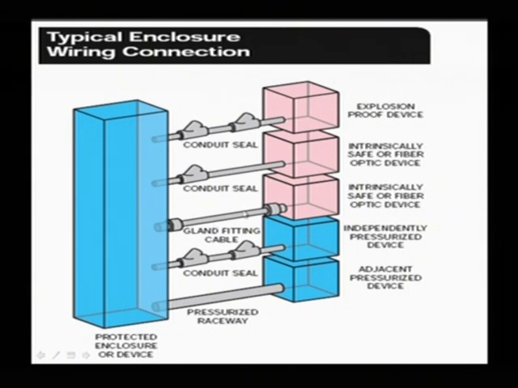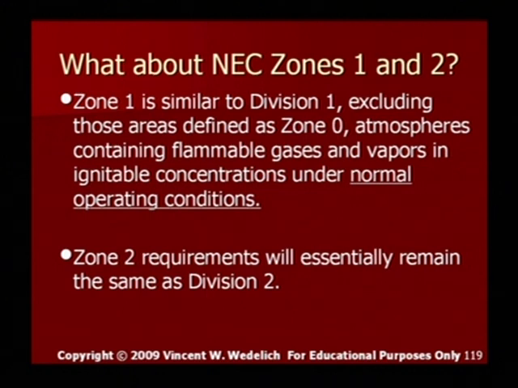If you use intrinsically safe or fiber optical devices, then you just have a cable gland fitting and cable. If you have an intrinsically safe system or fiber optic device here, and you have a purge panel here, then you need a conduit seal here. If you have an explosion-proof device here and a purge panel here, so here you have a NEMA 7 box, and here let's say you have a NEMA 4 box with a Z purge, then you want to have a conduit seal between the two of them.